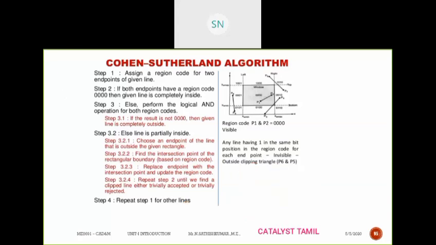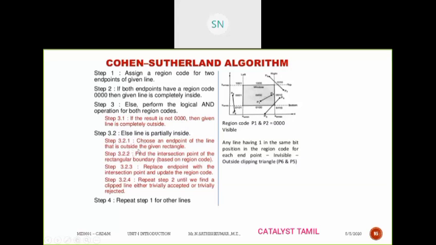Then step number 3.2, else the line is partially inside. Suppose both the endpoints have a region code 0000, then the given line is completely inside. If it is not, then perform the logical AND operation for both the region codes. If the result is not completely 0, then the given line is completely outside, else the line is partially inside.